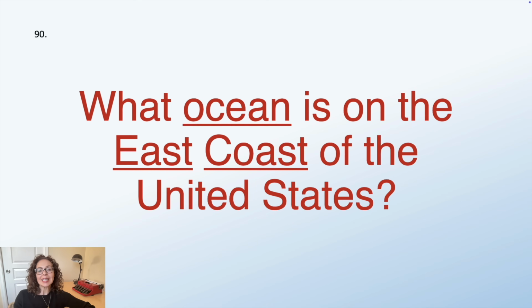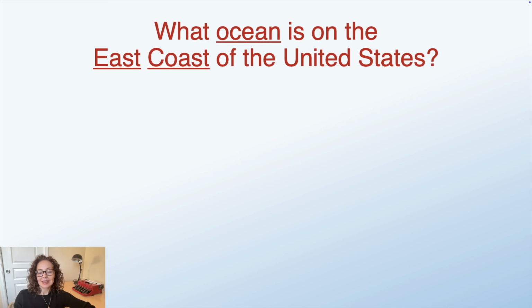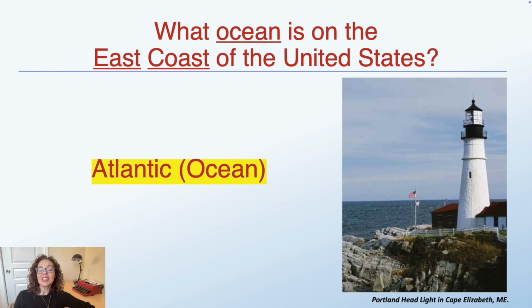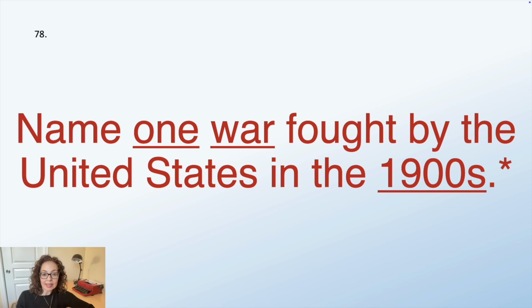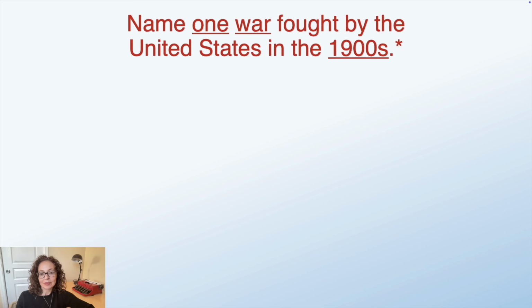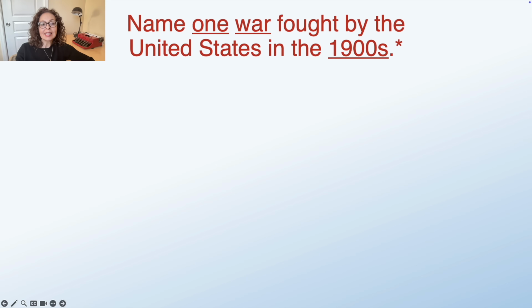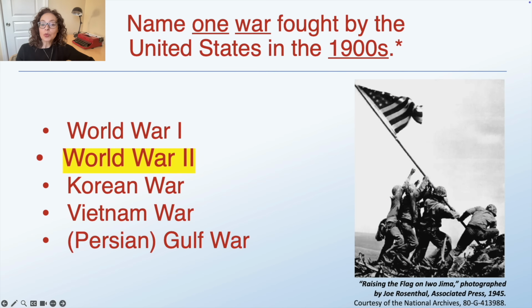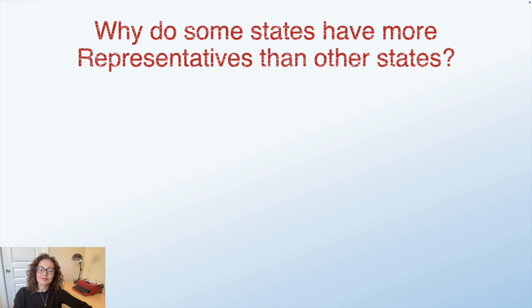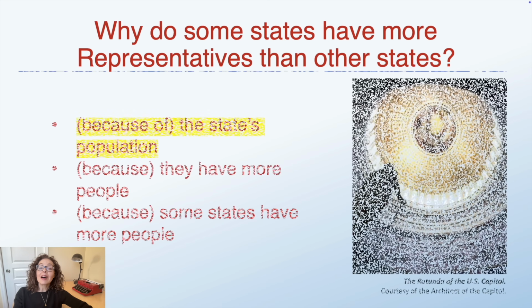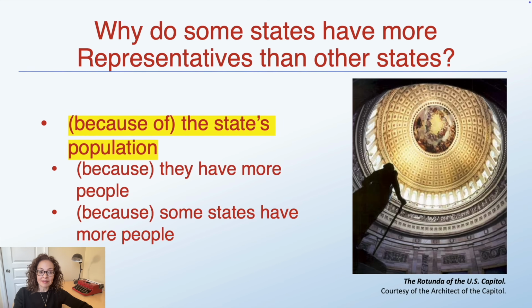What ocean is on the east coast of the United States? Next to the east coast, we have the Atlantic Ocean. Name one war fought by the United States in the 1900s. In the 1900s, World War II. Why do some states have more representatives than other states? Because of the state's population.